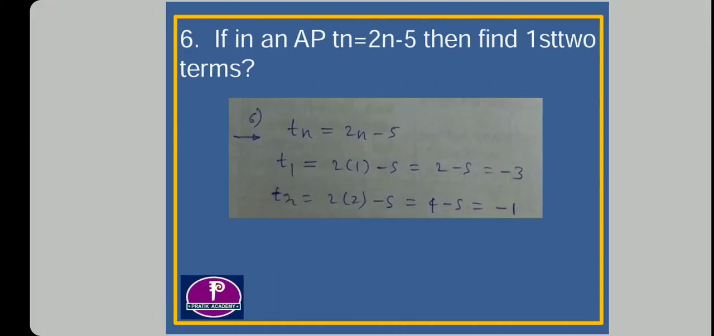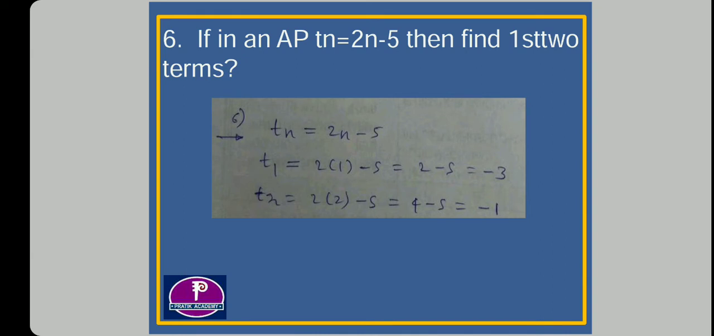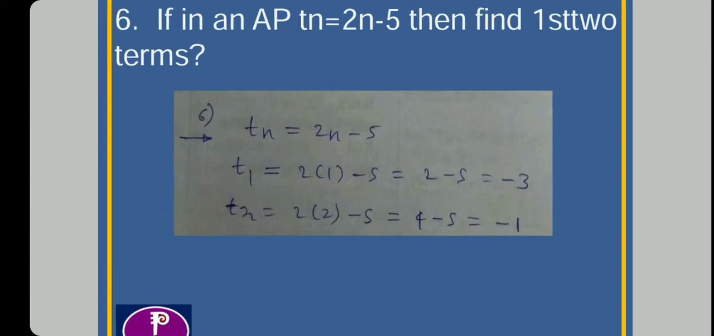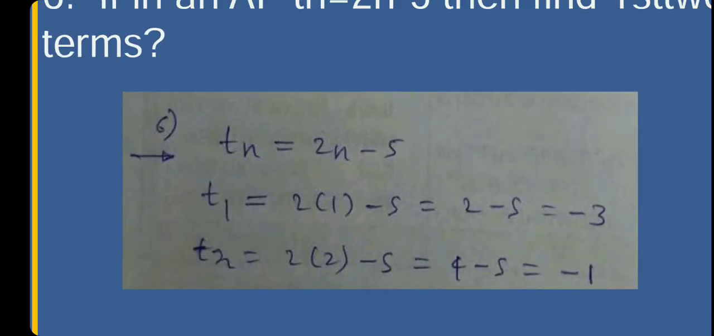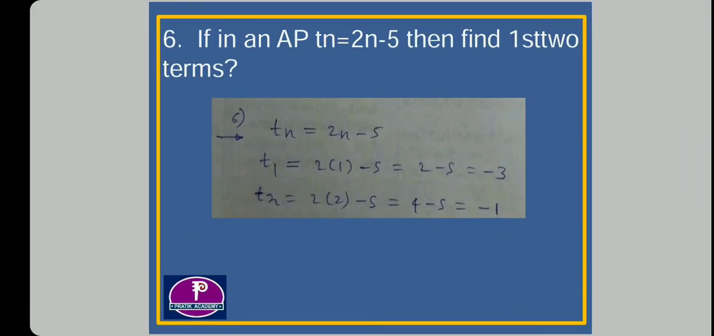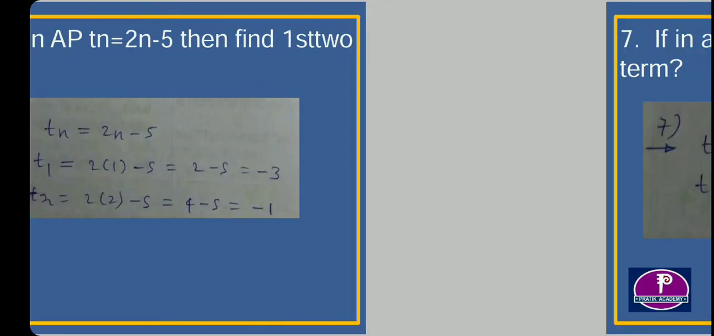Okay. Next, if in an AP Tn is equal to 2n minus 5, then find the first two terms. So we have to find out T1 and T2. So here Tn is given. To find the first term, n is equal to 1, we get T1 as minus 3. For getting the second term, put n is equal to 2, we get the second term as minus 1. Okay, so this is T1, T2.